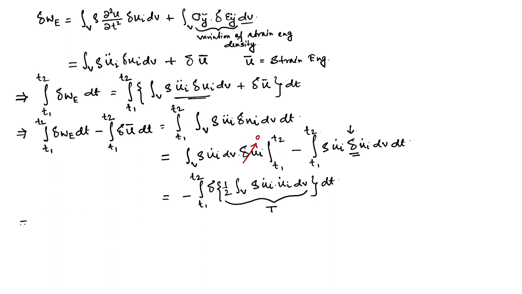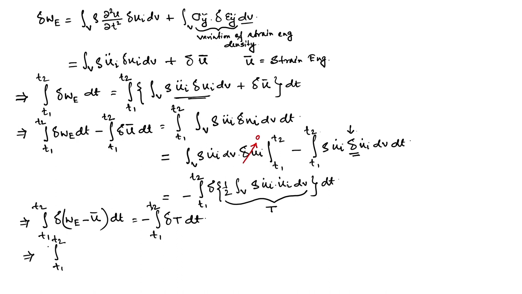So, what we have effectively is the integral T1 to T2 of delta W_e minus u bar dt is equal to minus the integral T1 to T2 delta T dt. So, effectively what we get is the integral T1 to T2 of delta of W_e minus u bar plus T dt is equal to 0.